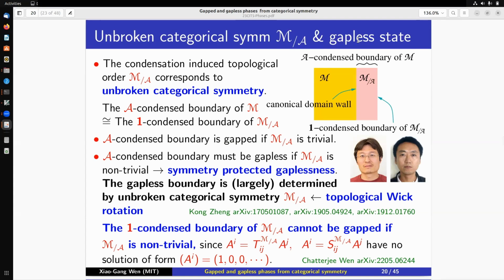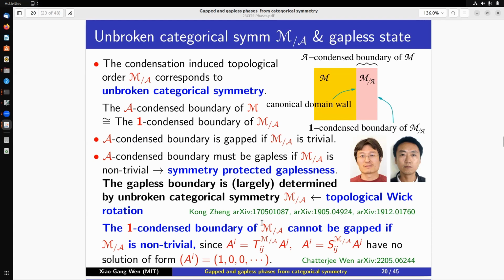You know, there are a lot of papers on symmetry-protected gaplessness, anomaly-protected gaplessness, and many other protected gaplessness. But I feel that all those protected gaplessness can be summarized into one statement. That is, if the unbroken categorical symmetry is non-trivial, then the state must be gapless. Okay.